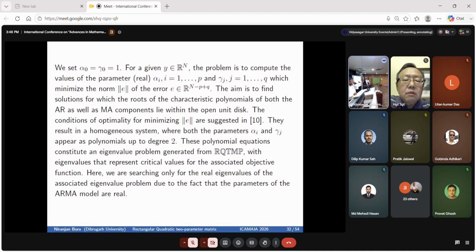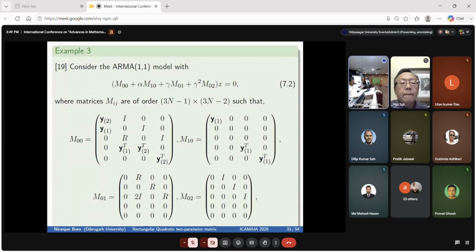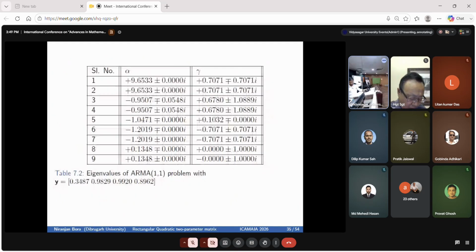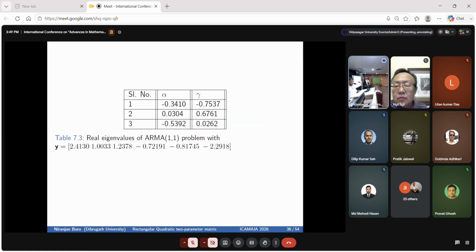But the researcher who proved that this polynomial consisted of eigenvalue problem generated matrix polynomial with eigenvalue that is critical values, and we have considered the same problem considered by Bardi Moore, and this coefficient matrices takes the form like this. And this computed eigenvalue are shown in table 7.2, and only real is required in this analysis. Only real part is required, and we have considered the real part also only.